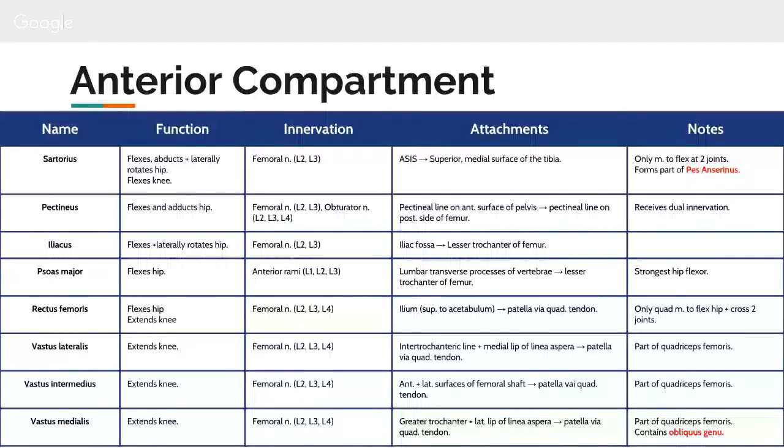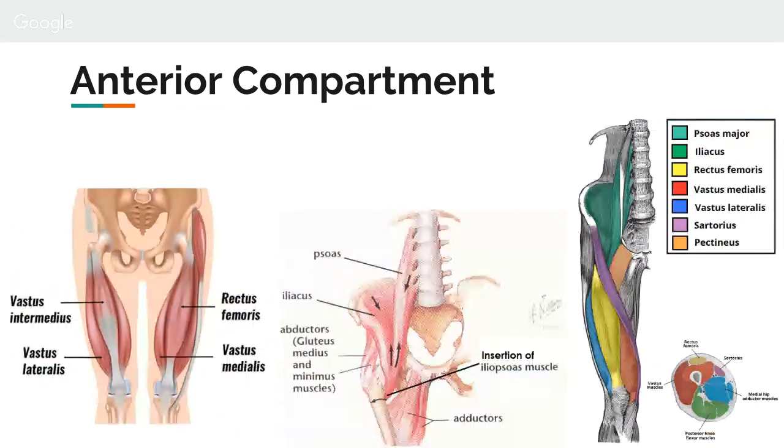Muscles, it's a lot to learn, but I'll try to digest that down for you so it's not as intimidating. Just learn what the three muscles of the pes anserinus are. Do we know those? Yep, sartorius, gracilis, and semitendinosus.